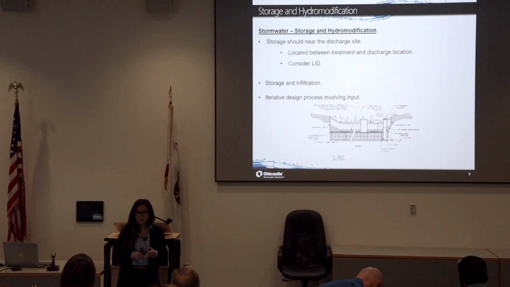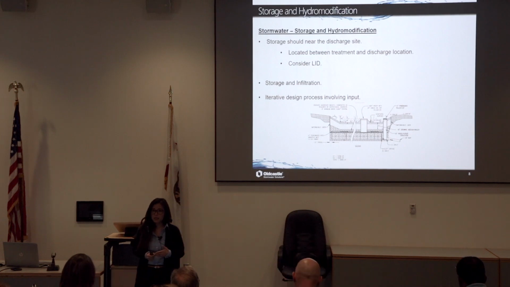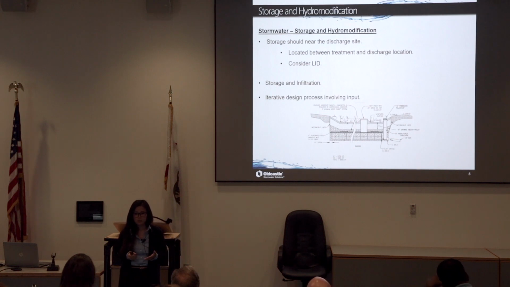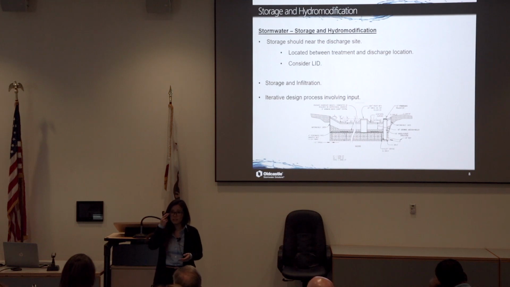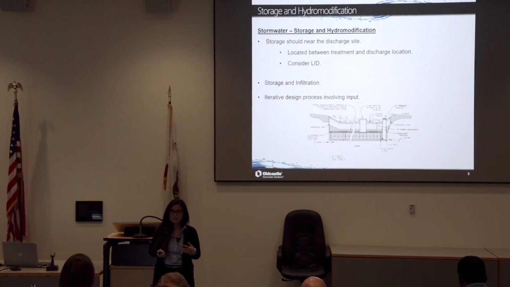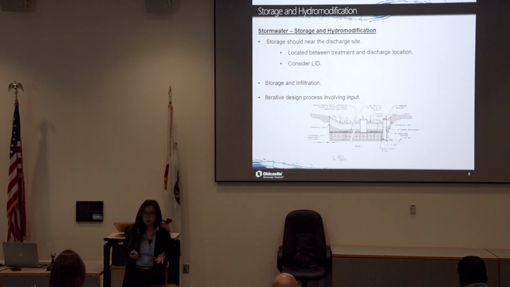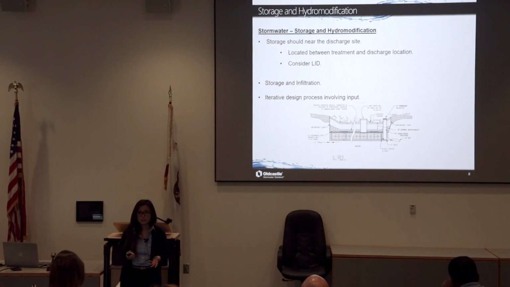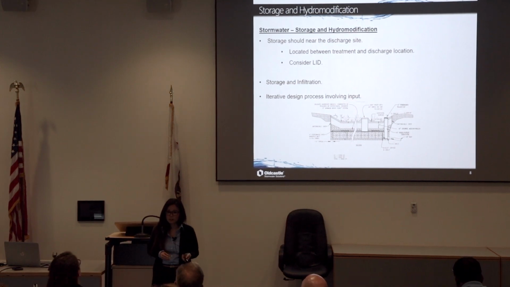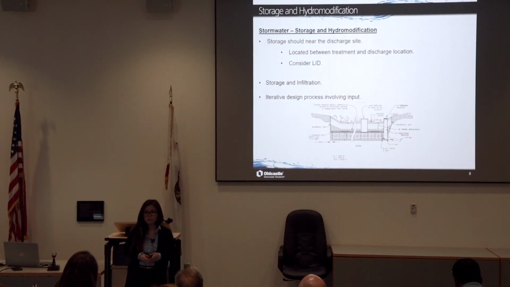Other items that you should consider: storage should be located near the discharge site, somewhere in between the treatment and the discharge location. Back to the whole idea of low impact development, you want to keep it very similar to the original or natural flow of water. If storage and infiltration is an option with one system, that might be the most efficient way to design your system. Storage and treatment is an iterative design process, and it involves input from the key stakeholders and several consultants.